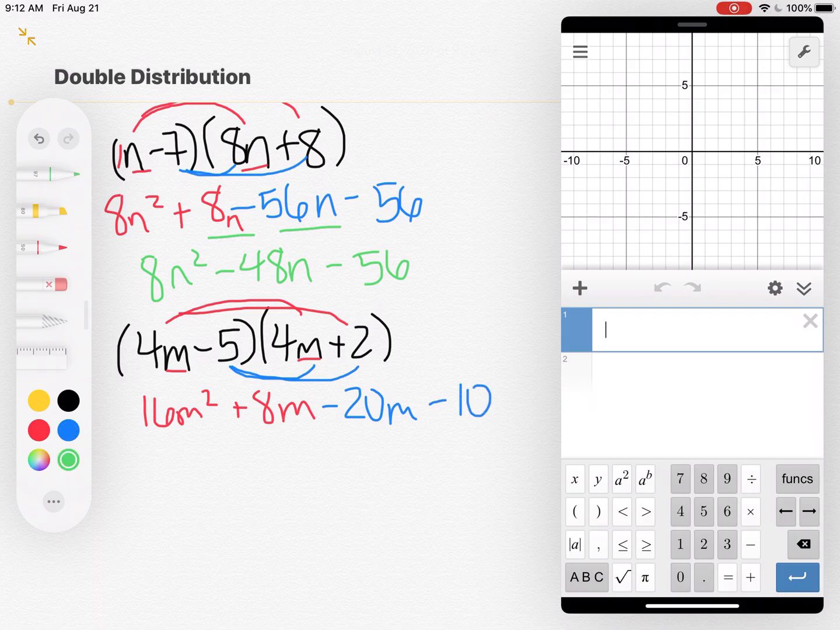Once again, we need to combine our like terms. The only two like terms are my two m terms here in the middle. 16m squared stays the same. 8m minus 20m is negative 12m. And then minus 10 also stays the same.